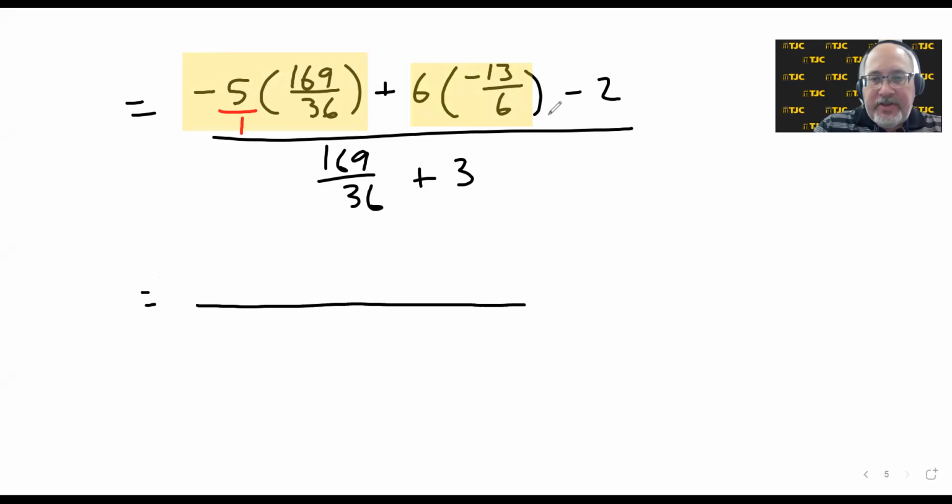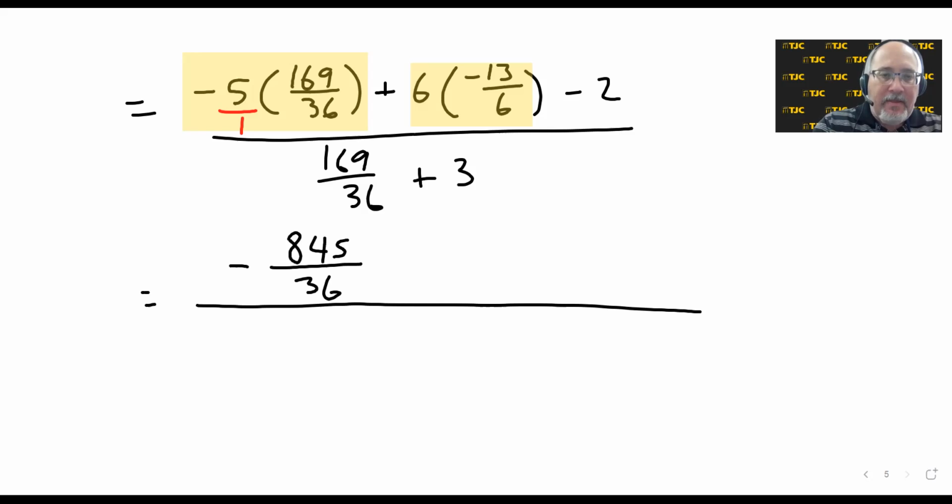Okay, so in the first yellow box, first off negative times positive is negative. In the bottom of the fraction, 1 times 36 is 36. And on the top, 5 times 169 is 845. Yes, I used a calculator. Plus, in the second fraction, the 6's cancel. So I'm just left with the plus minus 13, but plus a negative is the same as a minus. So just a minus 13.